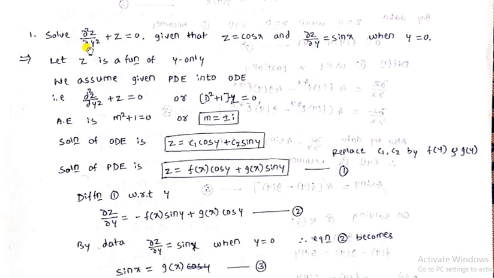Solve ∂²z/∂y² + z = 0, given that z = cos x when y = 0, and ∂z/∂y = sin x when y = 0. So solution. ∂²z/∂y² means here z is a function of the single variable y. So now we will convert this partial differential equation into an ordinary differential equation.